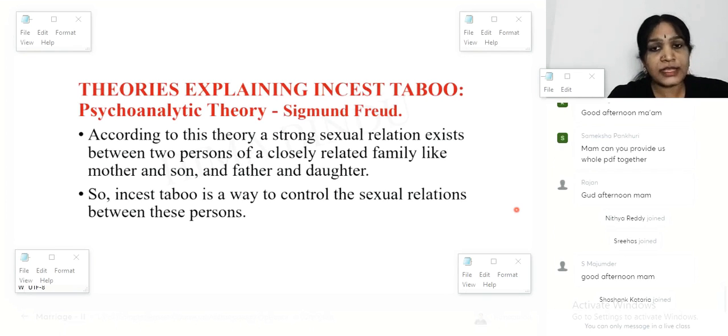Now we are discussing why the incest taboo started. There are many theories for it. One is the psychoanalytic theory by Sigmund Freud. Keep using the words in your mind. Okay, psychoanalytic theory by Sigmund Freud.